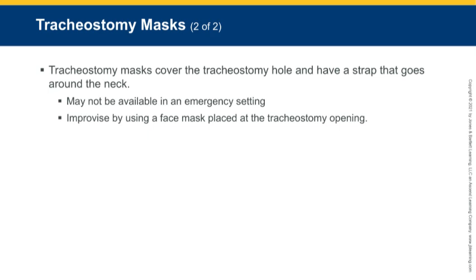In an emergency setting, tracheostomy masks may not always be available. If needed, an alternative method is to use a standard face mask placed loosely over the stoma. When managing a patient with a tracheostomy, ensure the airway is clear and monitor for mucus buildup, which can obstruct breathing. If the patient is in respiratory distress, suctioning may be necessary before providing oxygen therapy.